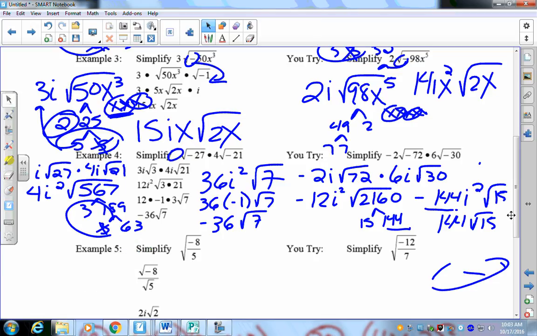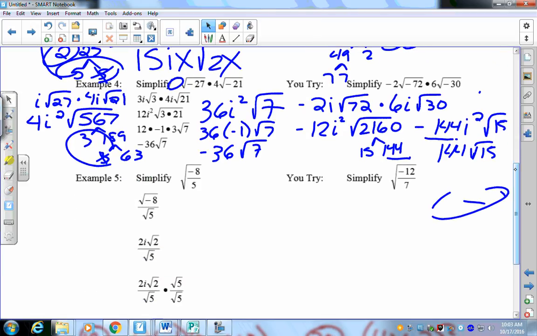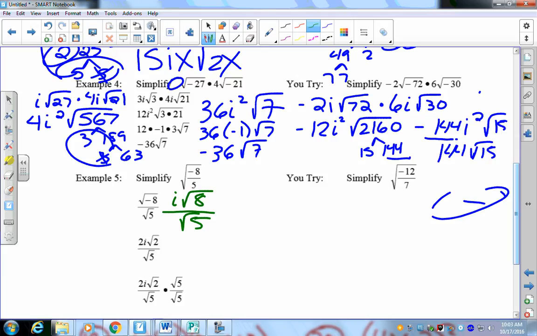All right, example number 5. Now we're talking division. The same rules apply. Cannot have a radical in the denominator, but I still need to rationalize my numerator first. So it's easier to kind of break them up, and I end up with i times the square root of 8 over the square root of 5, because my i was next to my 8. Now I can either simplify and then rationalize, or rationalize and simplify. It's up to you, but the same rules apply for rationalizing.